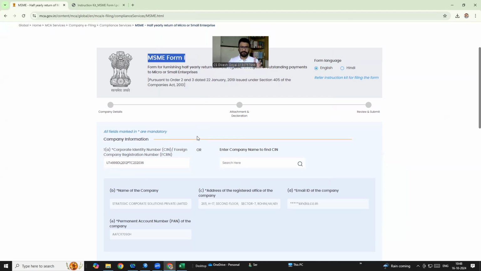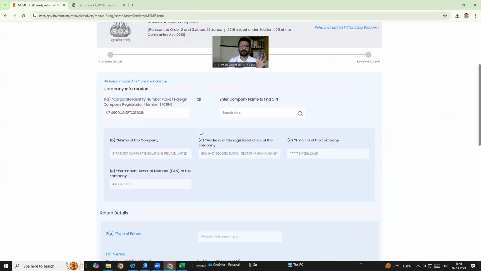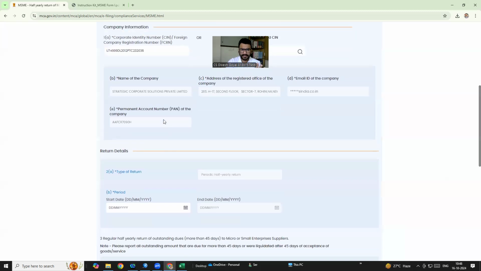This MSME 1 form is definitely different from the MSME 1 we filed on the V2 portal. Because in the V2 portal, we have to mention each and every entry in the form and then we have to validate the form. And there was a restriction of 90 entries in the V2 portal. But on the V3 portal, you don't have to fill the entries of the MSME transactions in the form. See, this is the form.